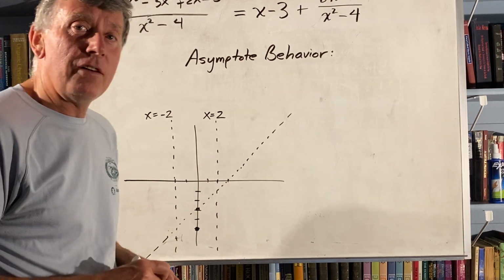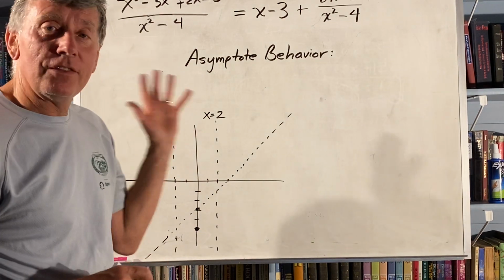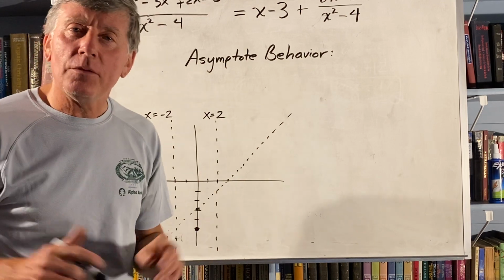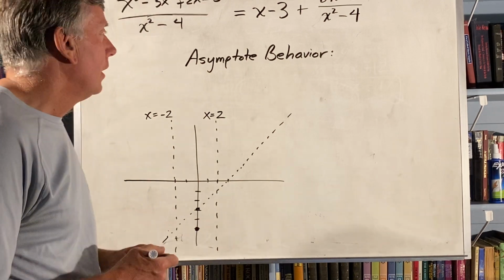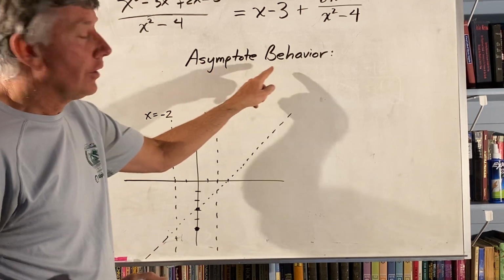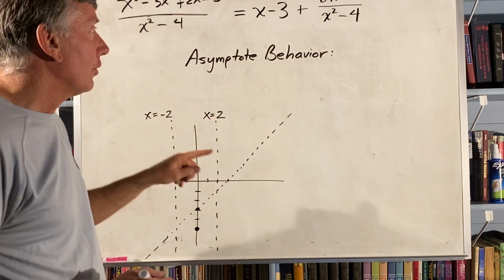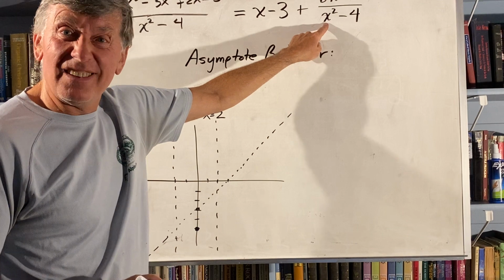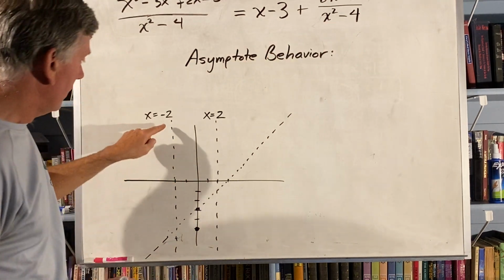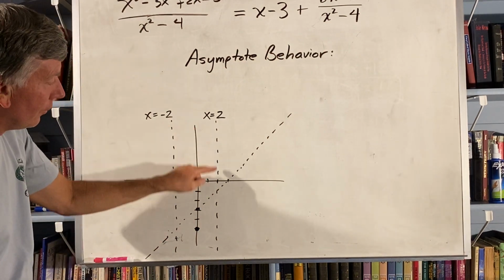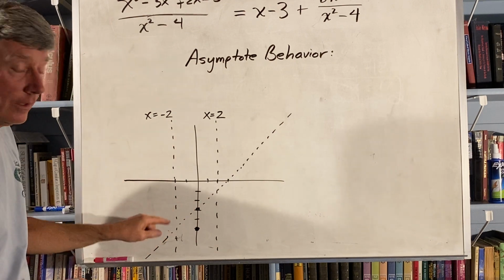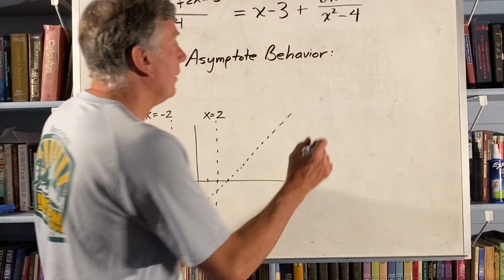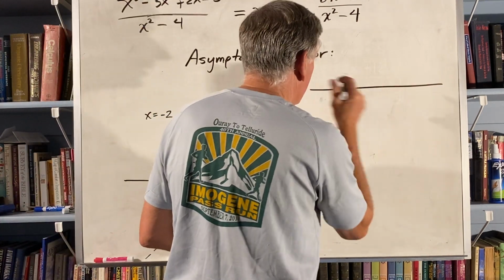We really do have all we need to graph this function without the benefit of Desmos. What we're going to do is look at the asymptote behavior: what happens as our x values get close to these critical points, these vertical asymptotes right here. And so I'm going to set up a chart.